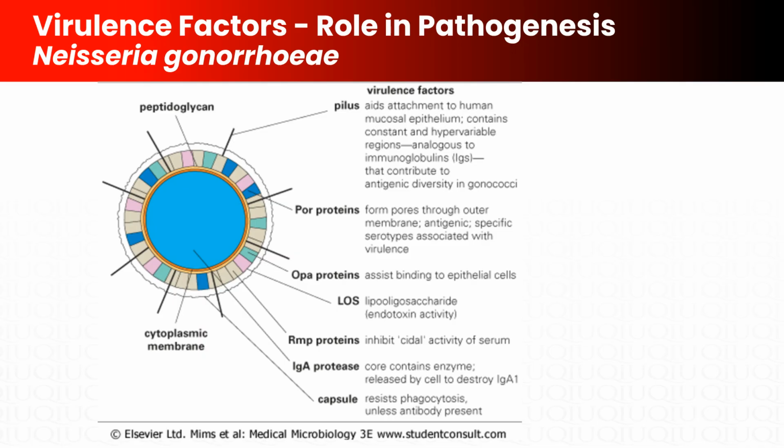Ability to acquire iron. Iron is essential for bacterial growth, but it's scarce in the human body. Gonococci have sophisticated systems to acquire iron from human proteins, like transferrin, lactoferrin, and hemoglobin. This ability to scavenge iron is crucial for establishing and maintaining infection.